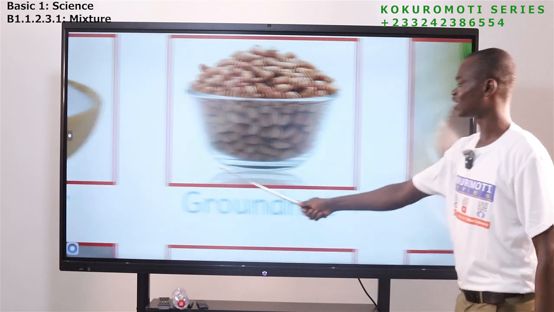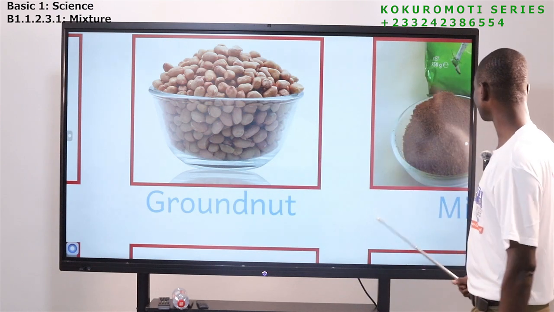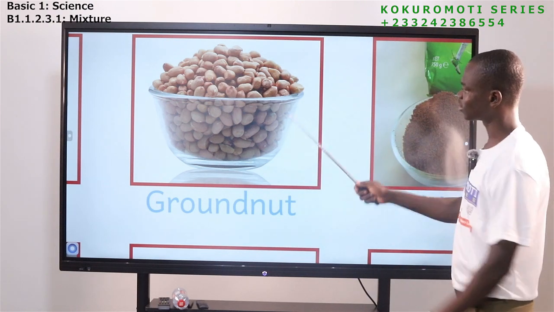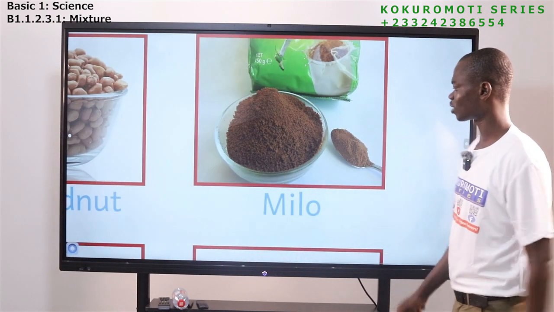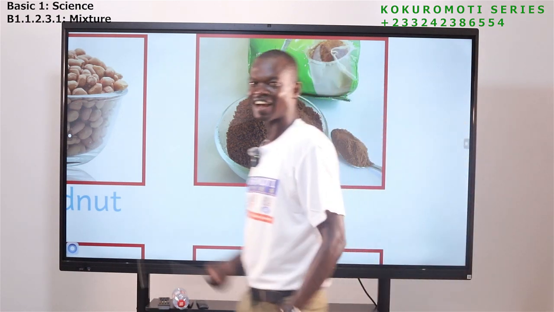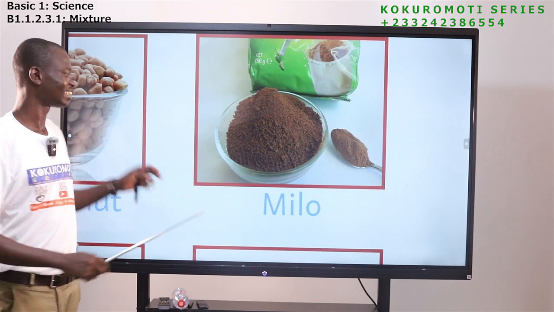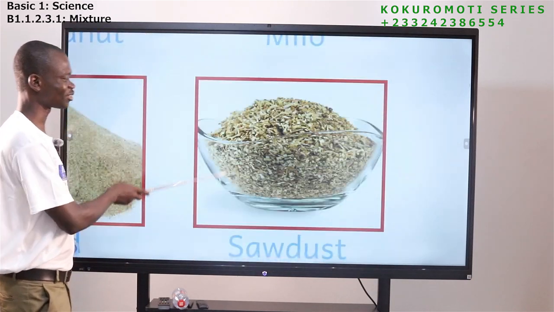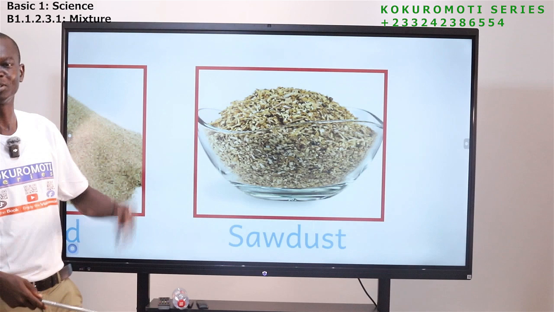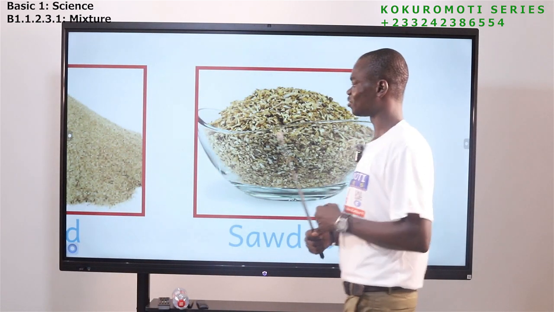Then let's look at this side too. We have granules here. And then the next one is what? Milo. Having Gari, sugar, granules, Milo, what comes into your mind? Yes, talk to me. Okay, we shall see.